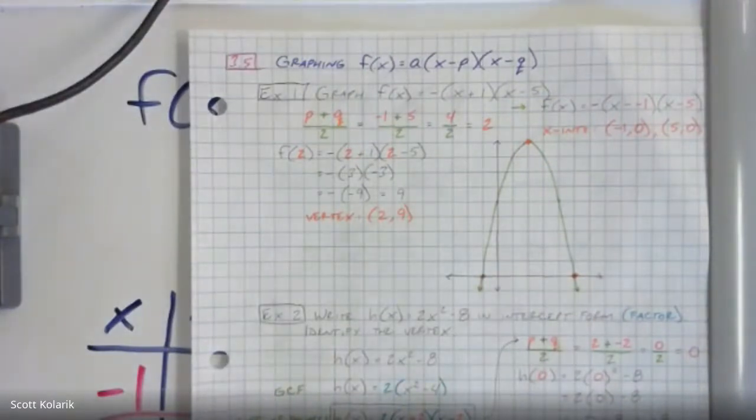But that's how we're going to go about graphing these intercept forms. We get 2 free coordinate points, but then we use those coordinate points to figure out where the axis of symmetry is, and in turn, where the vertex is.